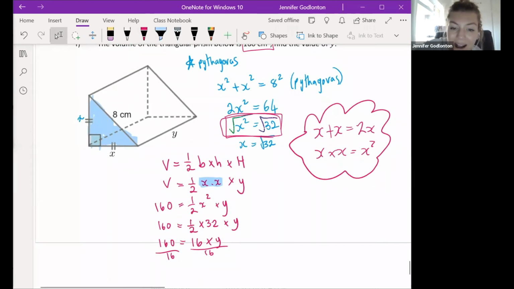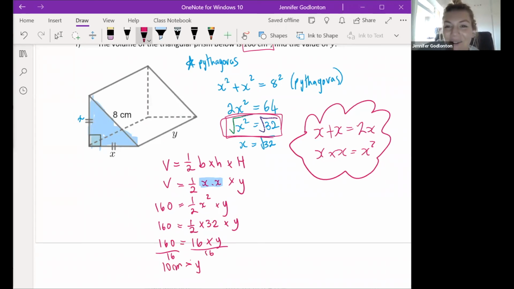And we will see that y is equal to 10 centimeters. And that's our whole question.